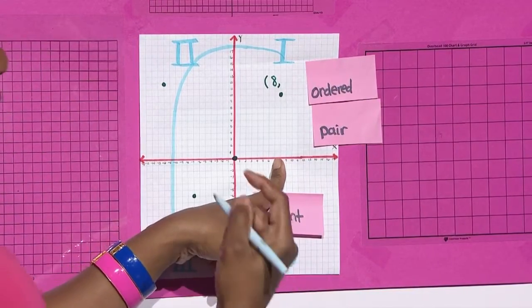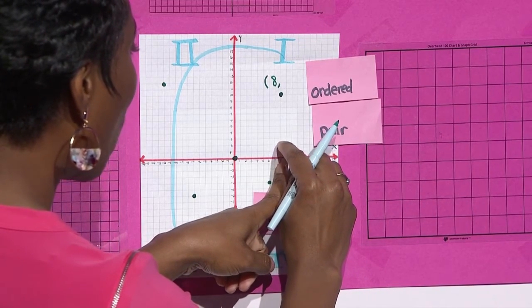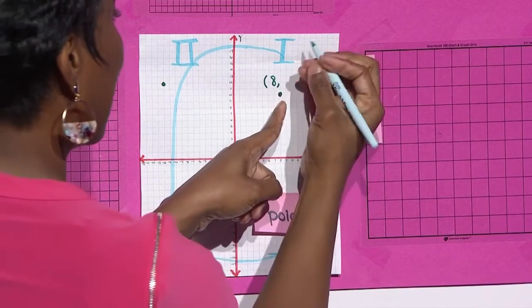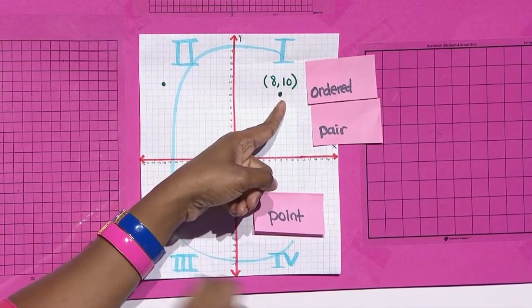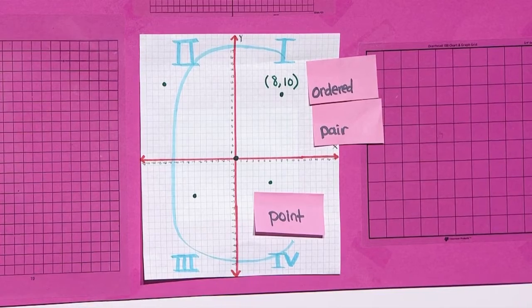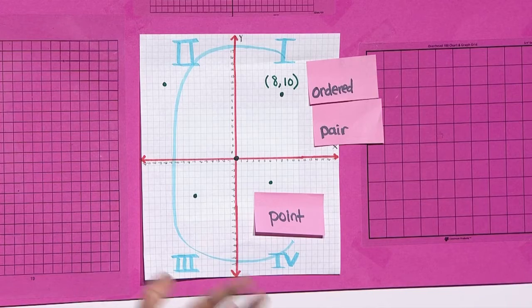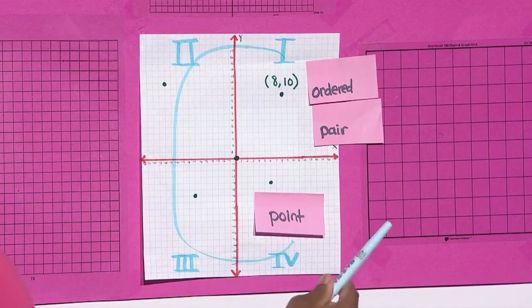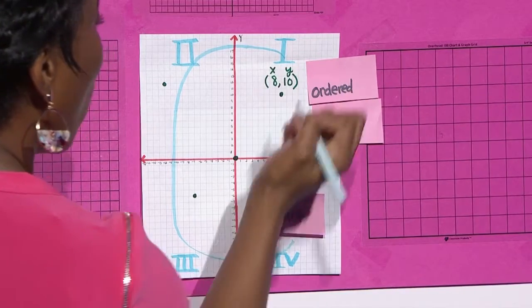And then I've got to figure out, well, how far up did I go on my y-axis? So let's look. I came up 1, 2, 3, 4, 5, 6, 7, 8, 9, 10. So this represents the ordered pair 8, 10. You're probably asking yourself, well, how do I keep that in? How do I just make sure that I'm always doing this correctly? Well, let's think about it. X comes before Y in the alphabet. So when it's time for us to name our ordered pairs, X always comes before Y.